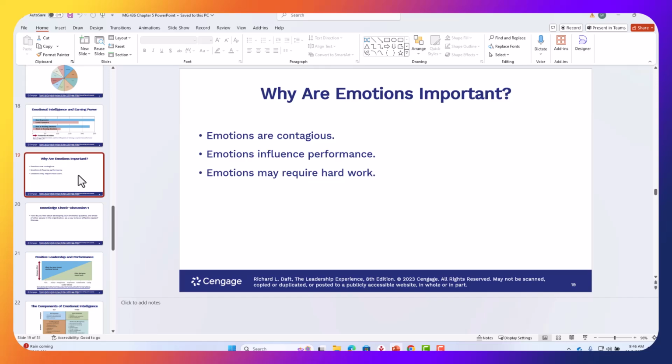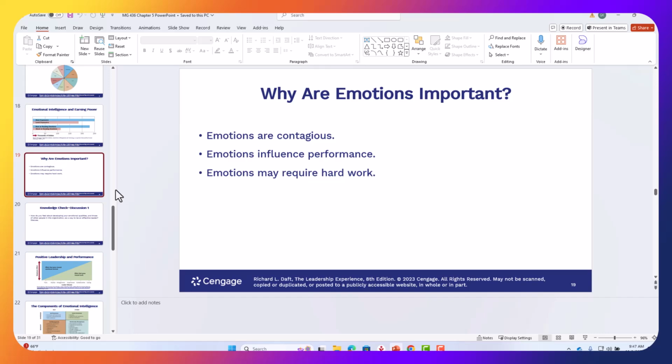Why are emotions important? Because emotions are contagious. Emotions influence performance. Emotions may require hard work. Listen, as leaders, people take their cues and their lead from the leaders. If you have positive emotions as the leader, others around you will have positive emotions. You can influence performance if you understand emotions and how to use positive emotions to influence performance.